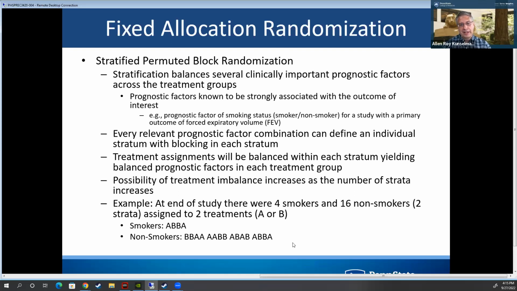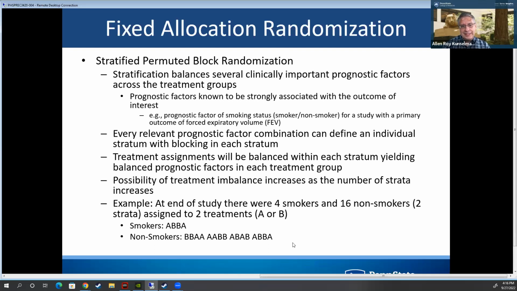So every relevant prognostic factor combination can define an individual stratum with blocking in each stratum. And treatment assignments will be balanced within each of these strata, yielding balanced prognostic factors in the treatment groups. But there is the possibility of treatment imbalances as the number of strata increases. So you could have a lot of potentially confounding factors you want to balance for. Let's say it was smoking status, age, young versus old, sex, male versus female, diabetic status, yes or no. But the more of these strata you try to balance for, the higher the probability that you're going to have a big imbalance in your treatment assignments. And hopefully I'll explain this a little better to follow.